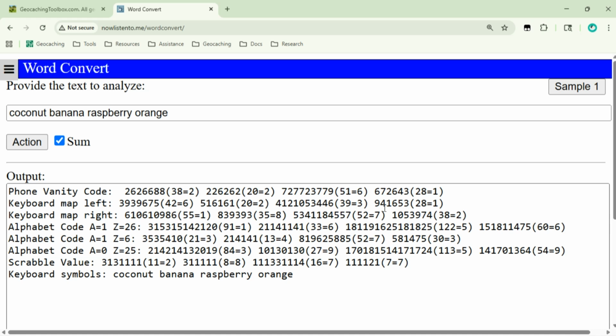And it does the same for keyboard mapping in both directions. The alphabet starting at A is 1, but just taking the last digit. And also the alphabet code, which starting with A is 0, as that sometimes is used as well. So that's another combination. And then the Scrabble value, and then taking the digital root of those as well. So it calculates all of those so that you don't have to calculate them individually. It gives you a lot of options and you can pick and try them one by one until you have the one that you're looking for.